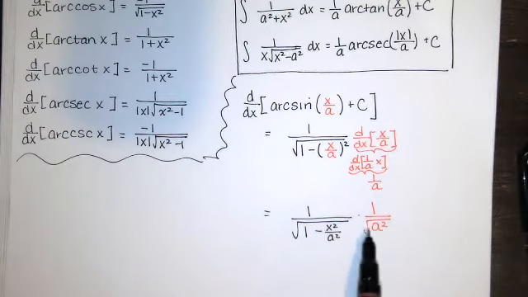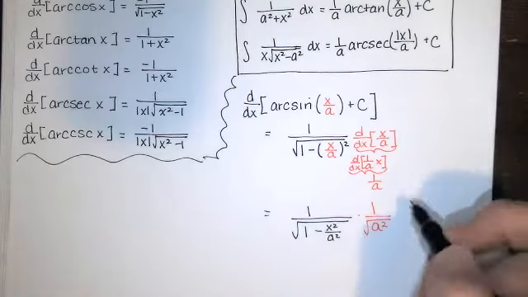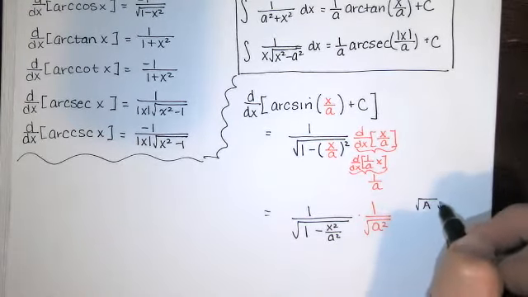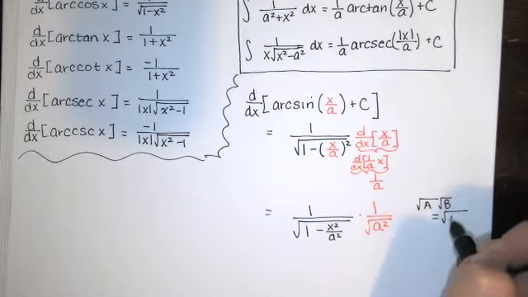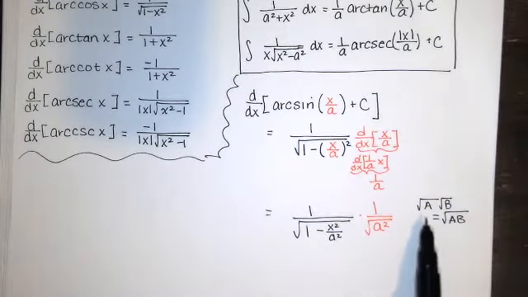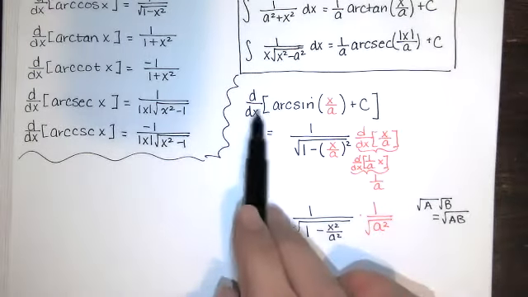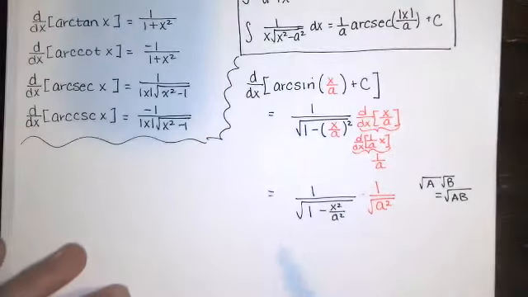But now that I've got a radical times a radical, I can use this rule to simplify that. If you've got the square root of a times the square root of b, it turns out it's just the square root of a times b. So you can multiply the numbers under the radical and just put them under one radical. So the derivative of arc sine of x over a is this.